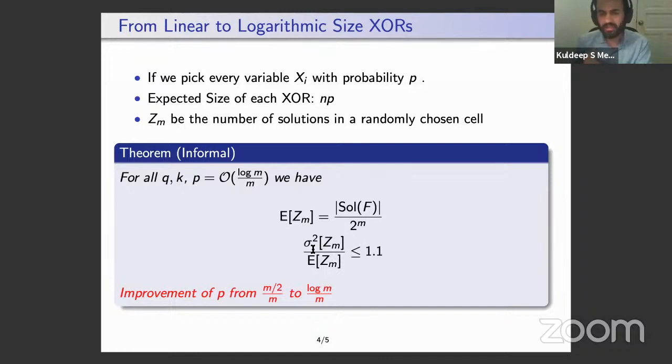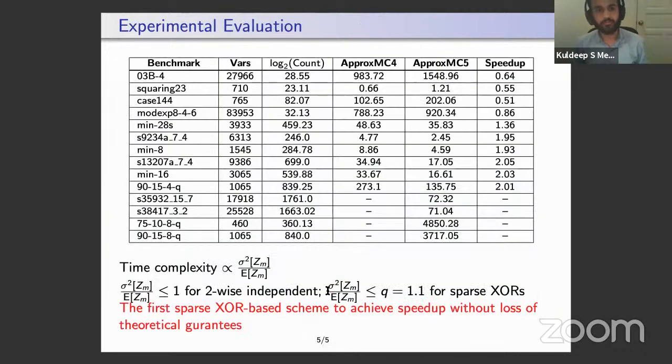Furthermore, the variance can be upper bounded by this expectation times a small constant. In other words, the dispersion index, which is the ratio of variance to expectation, can be upper bounded by 1.1. So what we were able to do is improve p from half to something like 2 over m to log m over m, so this really gives sparse XORs. And not only in theory, these improvements do translate strongly in practice.